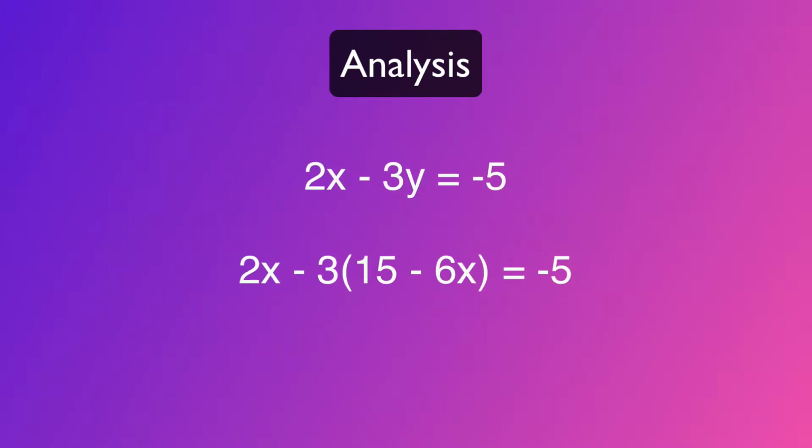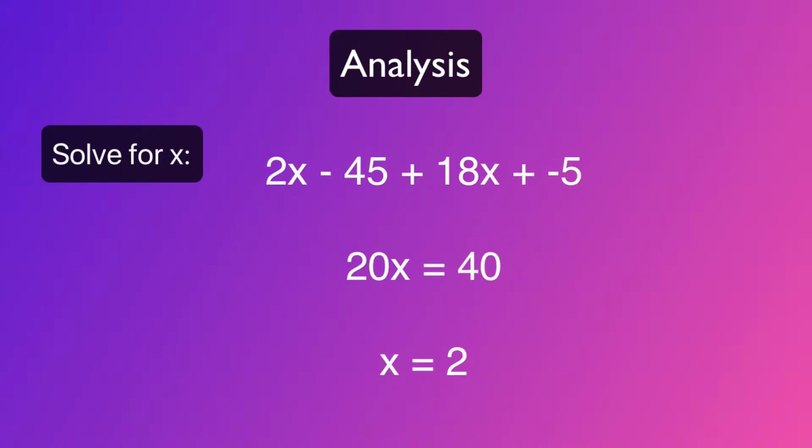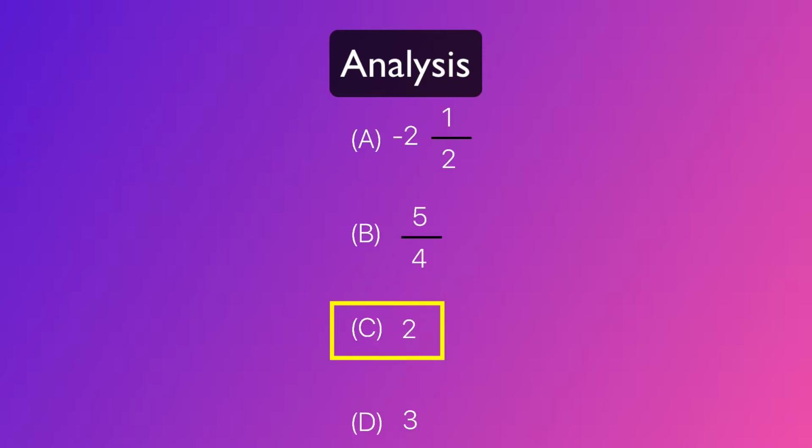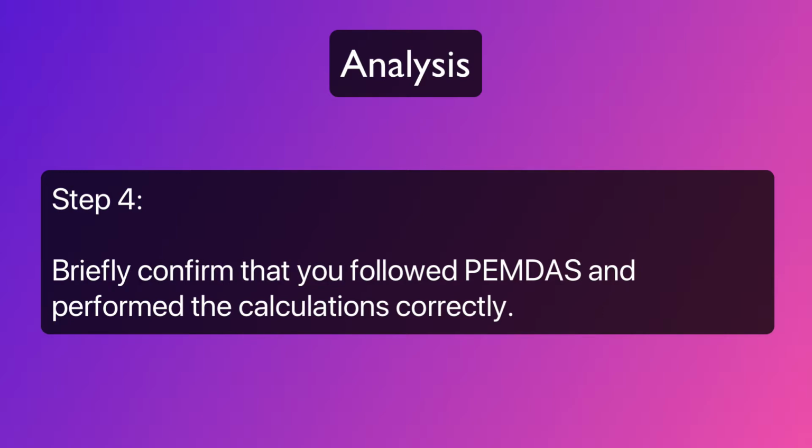Plug in negative 6x plus 15 for y in the second equation. Solve for x. Choice C is correct. Step 4. Briefly confirm that you follow PEMDAS and perform the calculations correctly.